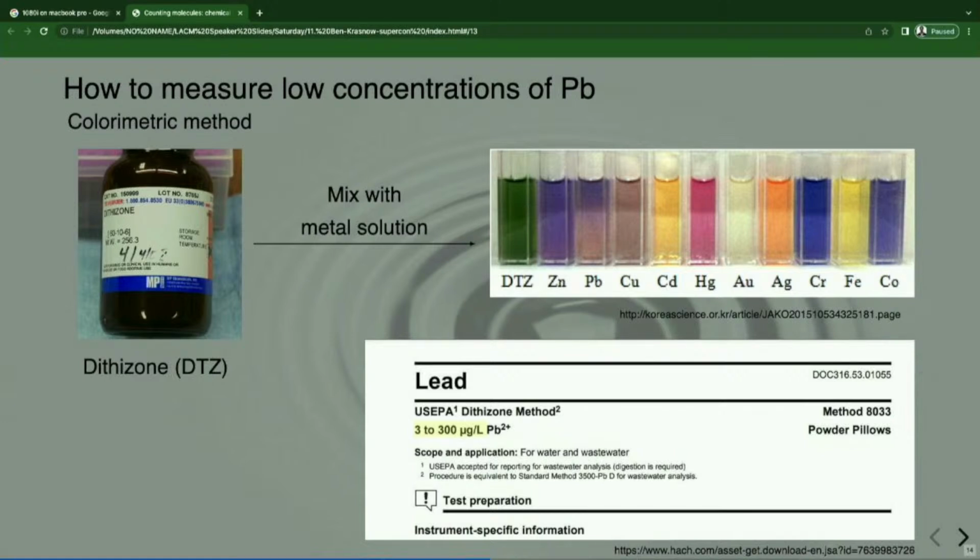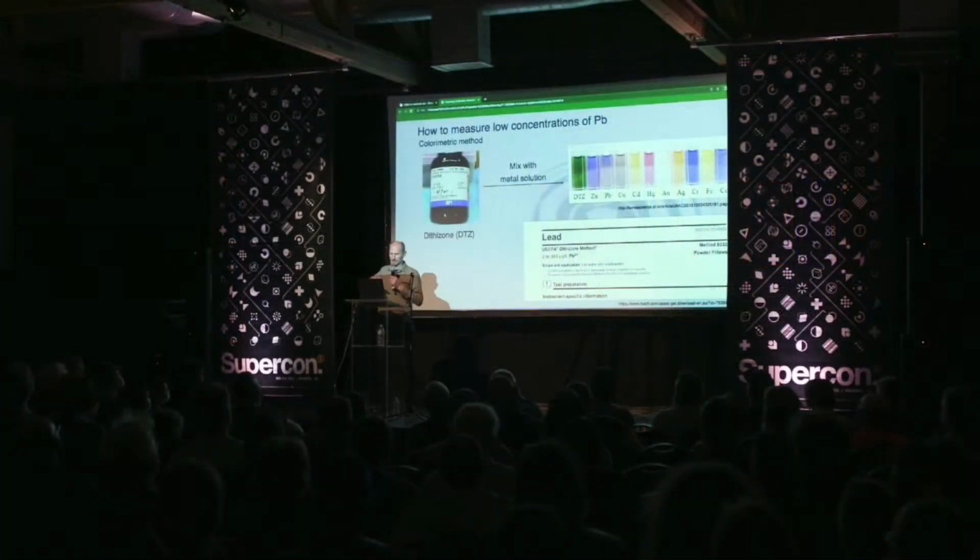You have to mix your sample with cyanide in addition to a bunch of other things. And the cyanide removes all the metals that you don't want to measure, and lead is the only thing that's left. And then you measure how much light is being absorbed by this lead. So I thought, okay, that's a good method. I should do that.